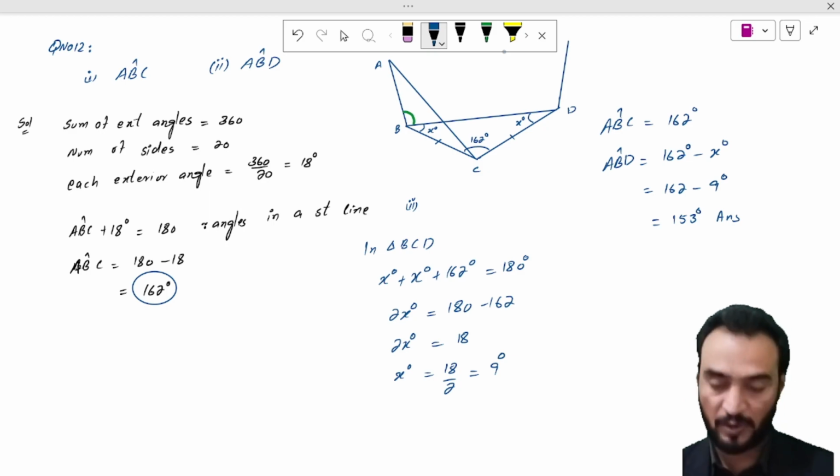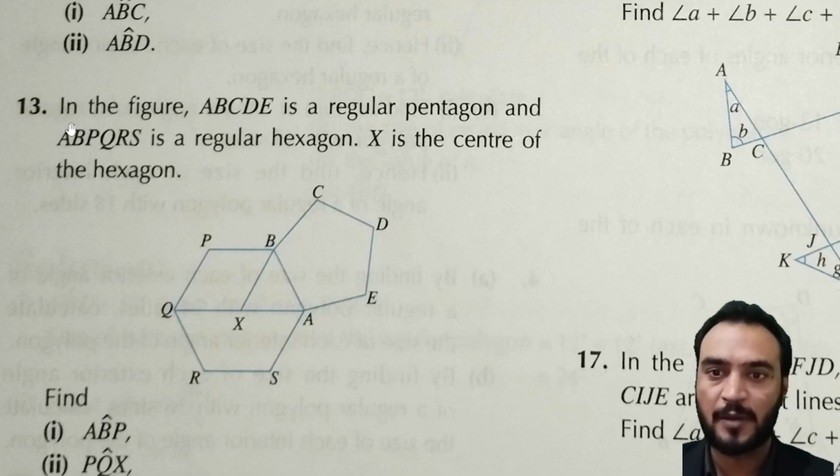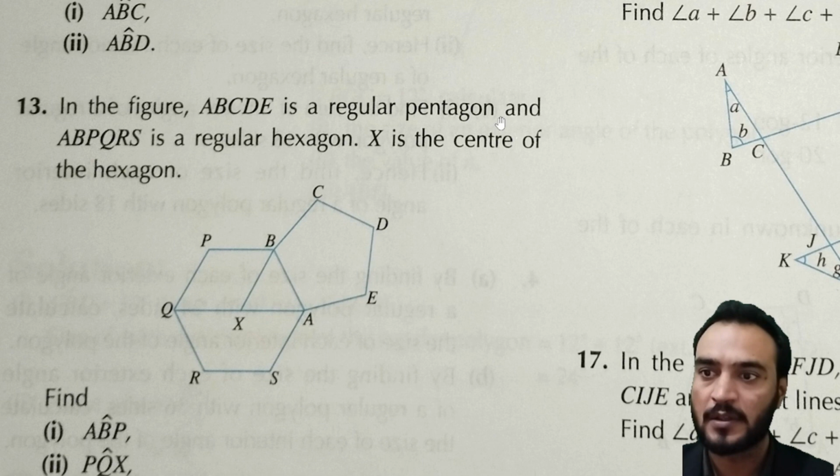This was question number 12, and now we will solve question number 13. In the figure, ABCDE is a regular pentagon, and ABPQRS is a regular hexagon. Both polygons are regular, that is, all the sides are equal in length. X is the center of the hexagon.